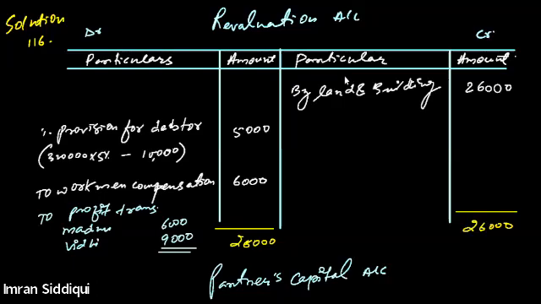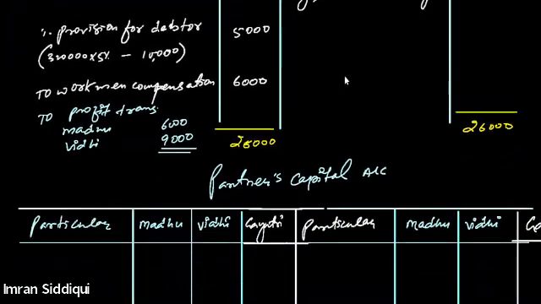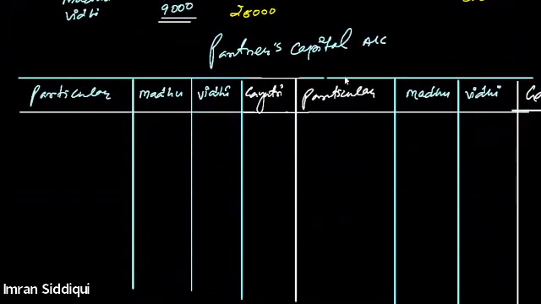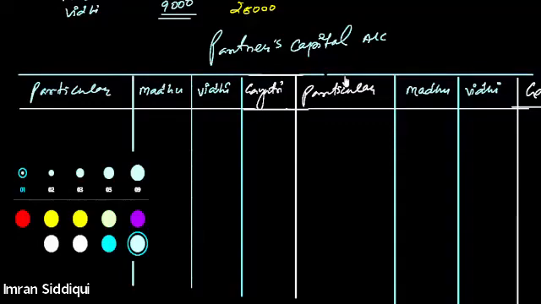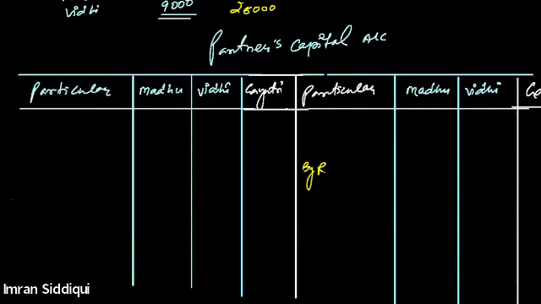Yes. Okay, now we will take the profit of the revaluation account to the partners' capital account, right? Since there is a profit, we will transfer this profit to the partners' capital account on the credit side, right? So we'll write down by revaluation account. Madhu's account will be credited by 6,000 and Vidhi's account will be credited by 9,000.